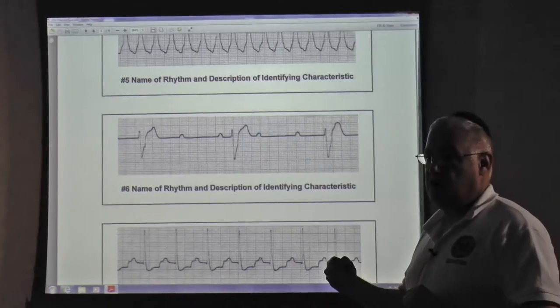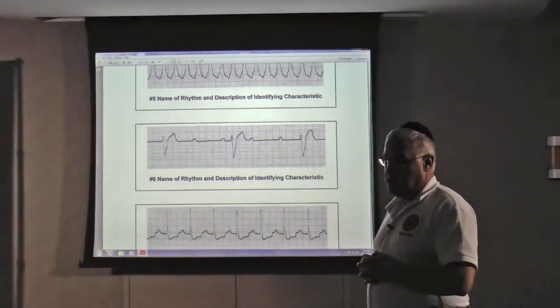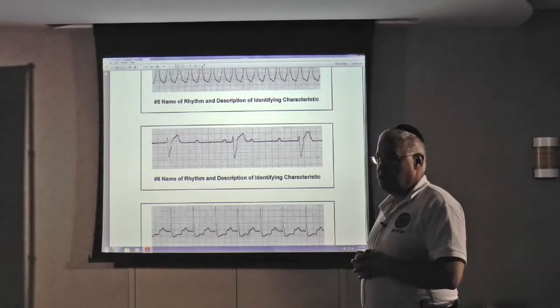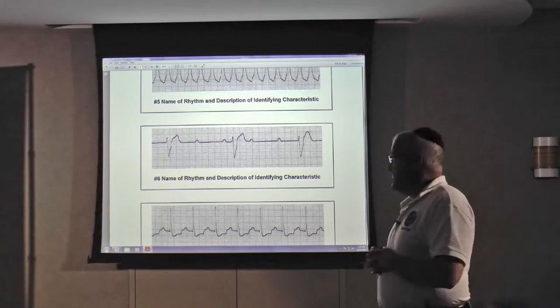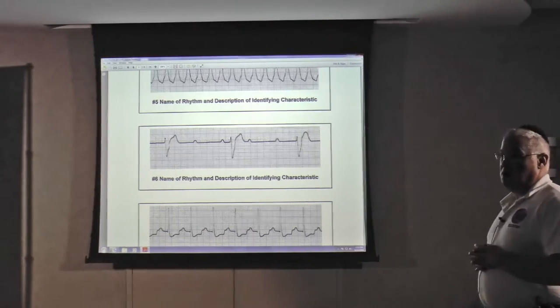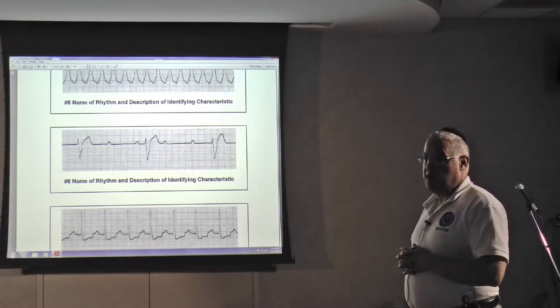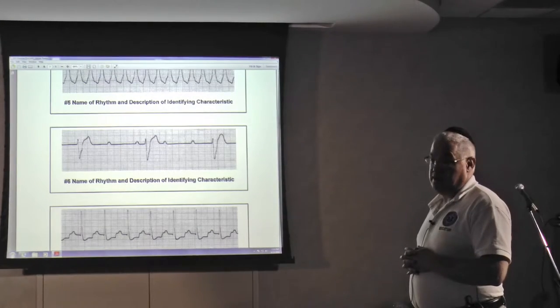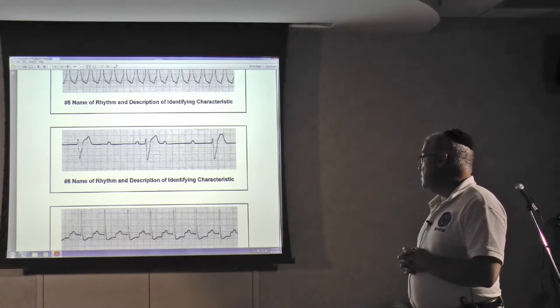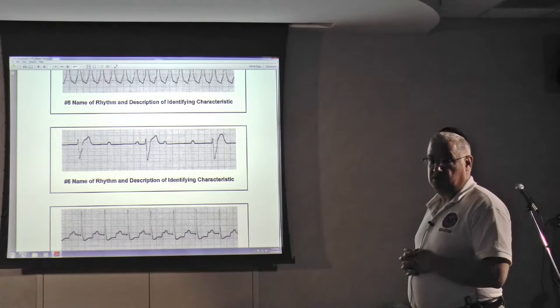And the ventricles fire up, and they fire regularly at a slow rate because intrinsically they can only fire at 20 to 40. So these patients probably are unstable, very weak, probably can't lift their heads up, may even be unconscious, okay? The true treatment is they need a new pacemaker, okay?